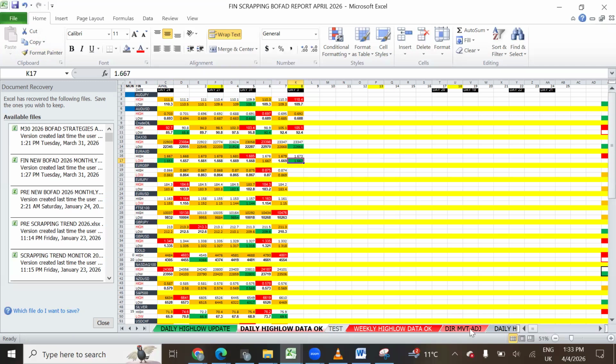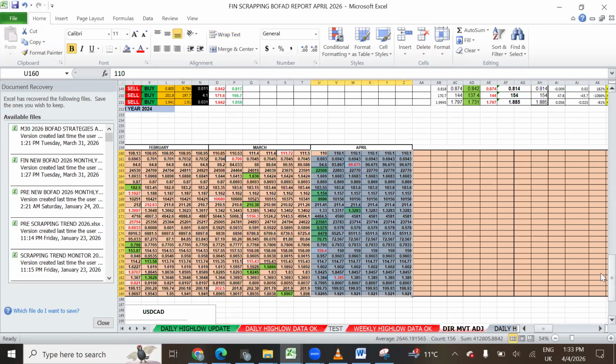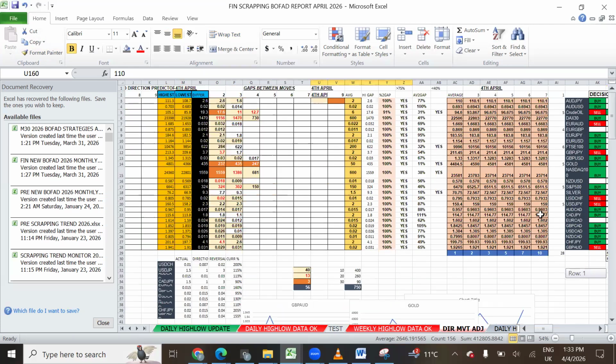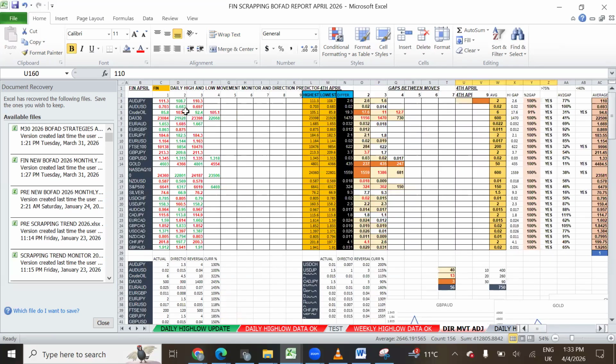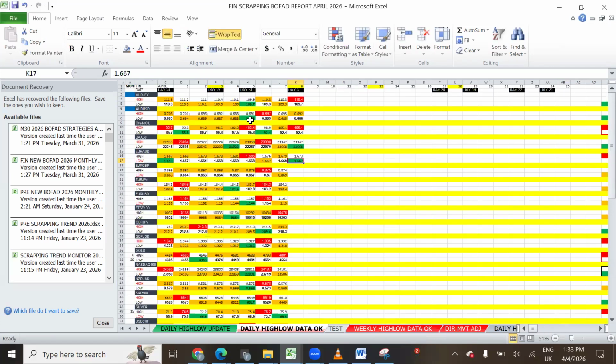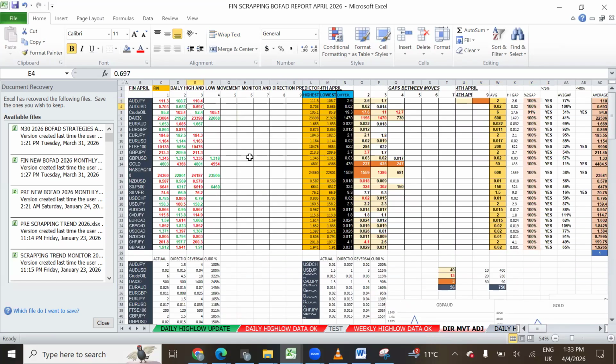So this direction movement only identifies the green and the red. Unlike here that identifies green, red, and yellow, the direction movement adjustment only identifies the green and red. So for example, now at the top, this is where our input is. You can see before it was 110.3, and now it has changed to 110.4. Here you can see 0.683, 0.697. It has not given us a new red.